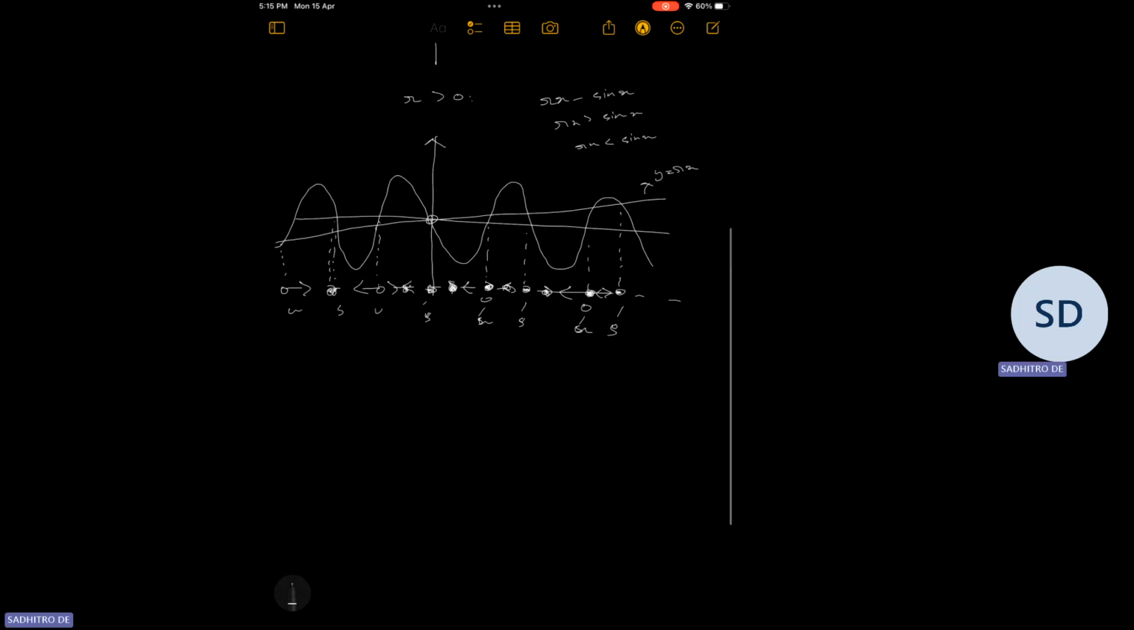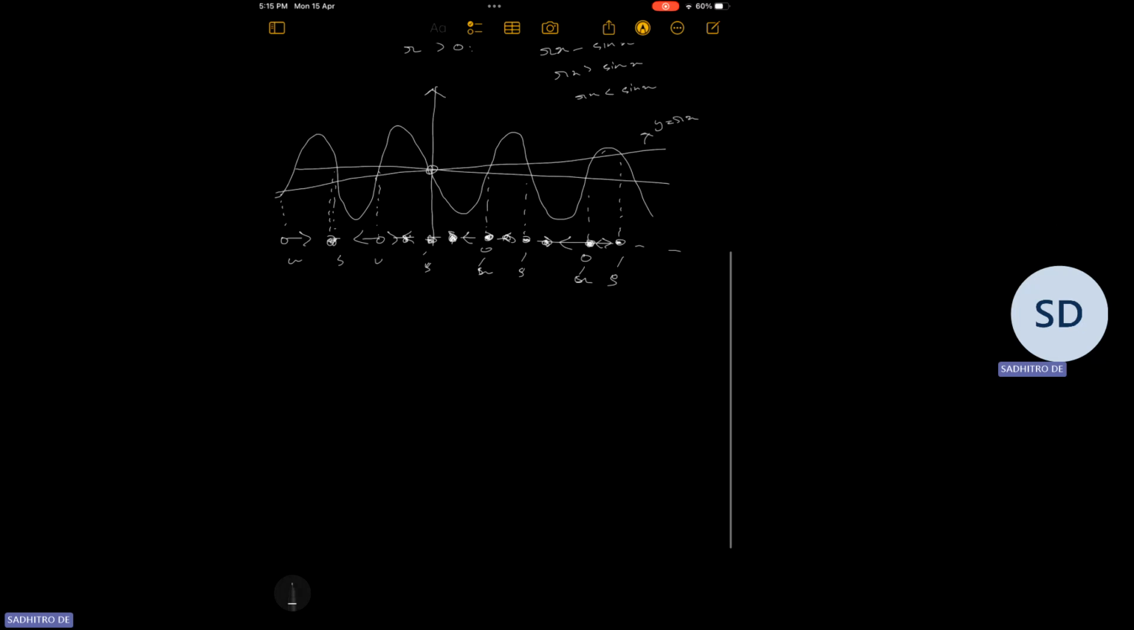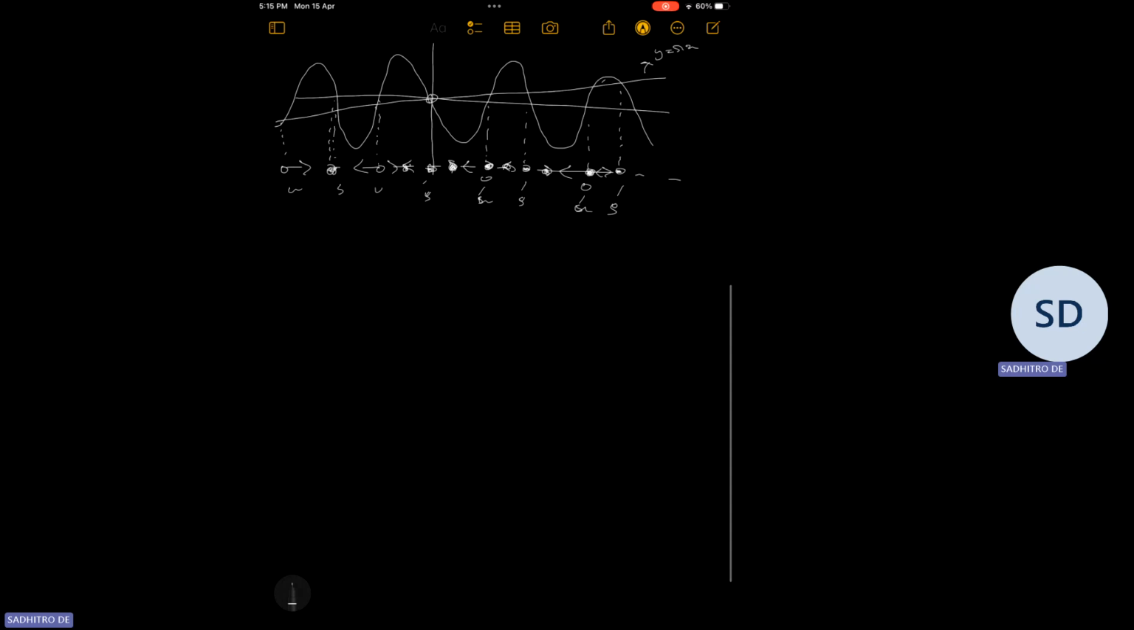As you increase the parameter r, what happens is that this curve starts to move upwards. And then there comes a point where this curve just about touches the minus sin x curve over here. Then the two fixed points will disappear in a saddle node bifurcation. So if you draw the bifurcation diagram, it will look like this. I draw it for r greater than 0.